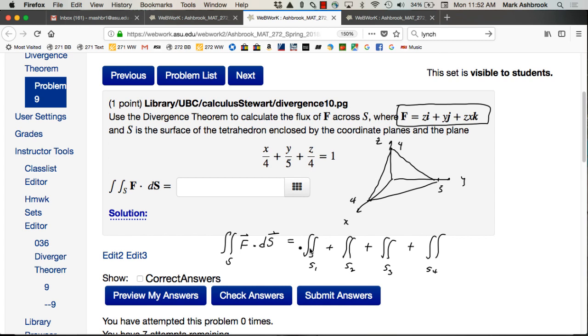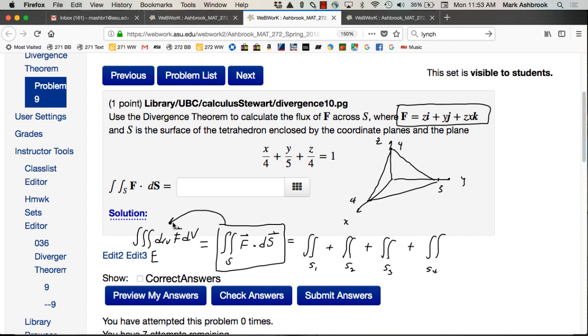Okay. Doing that, would that be using the divergence theorem to calculate the flux across that closed surface? No, it would not, because the divergence theorem says that this equals what? The triple integral over the solid of the divergence of F dV. So using the divergence theorem to find this means doing what?